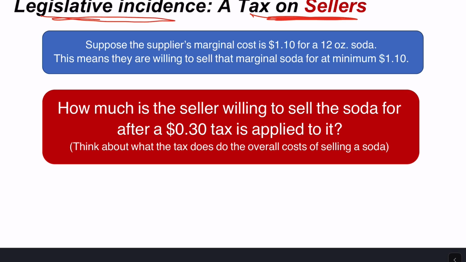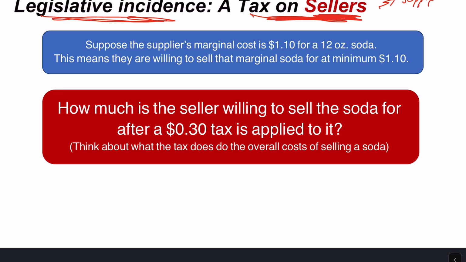This, again, is the legislative incidence. The legislative incidence tells us which side of the market, buyers or sellers, will have to pay that tax, write that check to the government. And so I want to think about why we're going to shift the supply curve to model our tax effects.